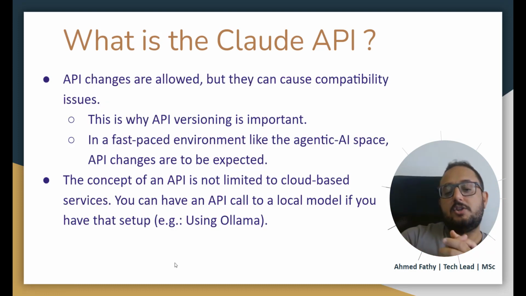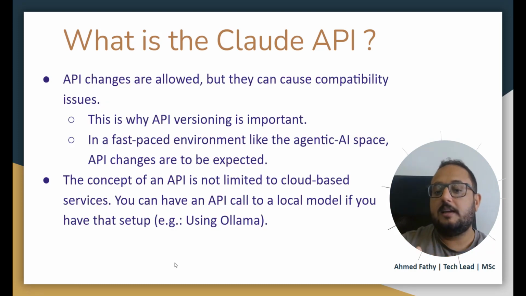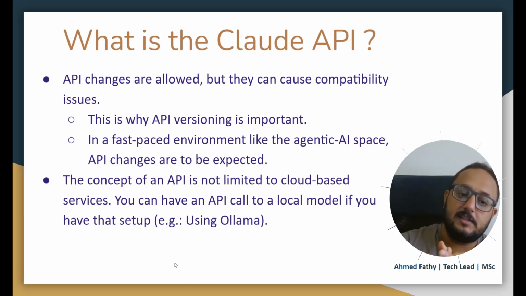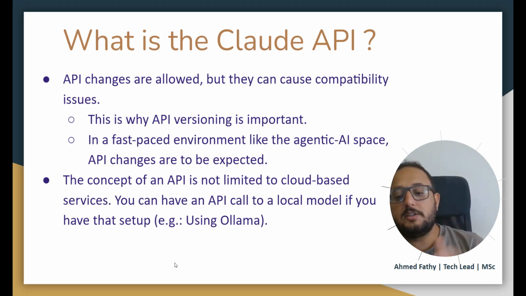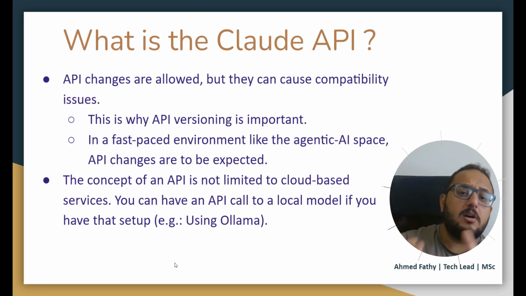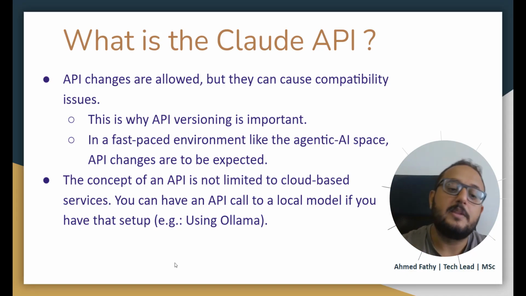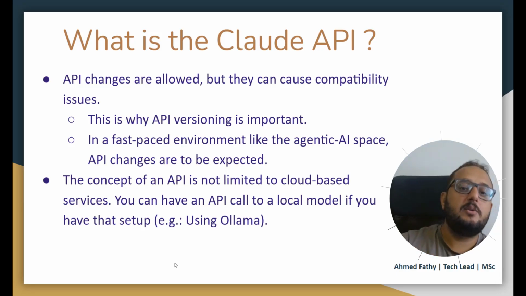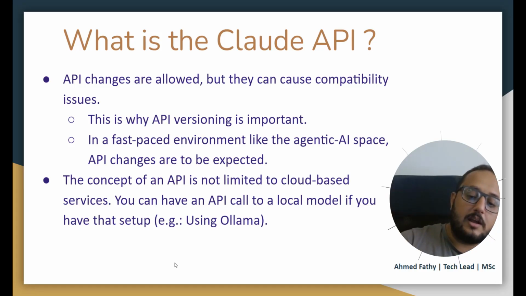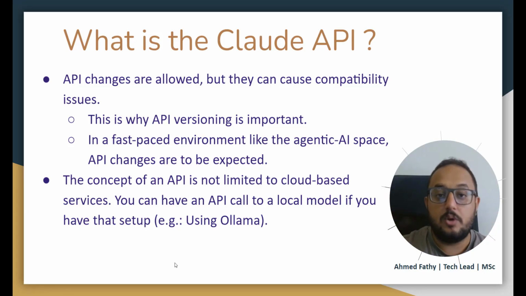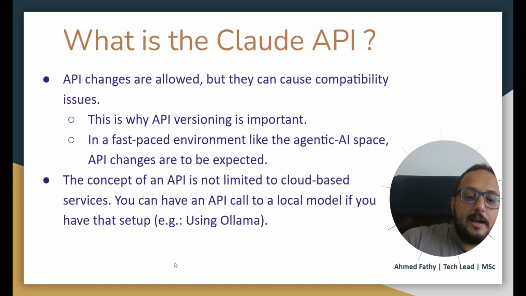So API changes are actually allowed, but they might cause some compatibility issues. And this is why API versioning is important. And in a fast-paced environment like the agentic AI space, API changes are actually to be expected. So the concept of an API is not really limited to LLMs, but also it is not limited to cloud-based services. You can have an API call to a local model if you have that set up using Ollama, for example. Okay, so now back to the question.